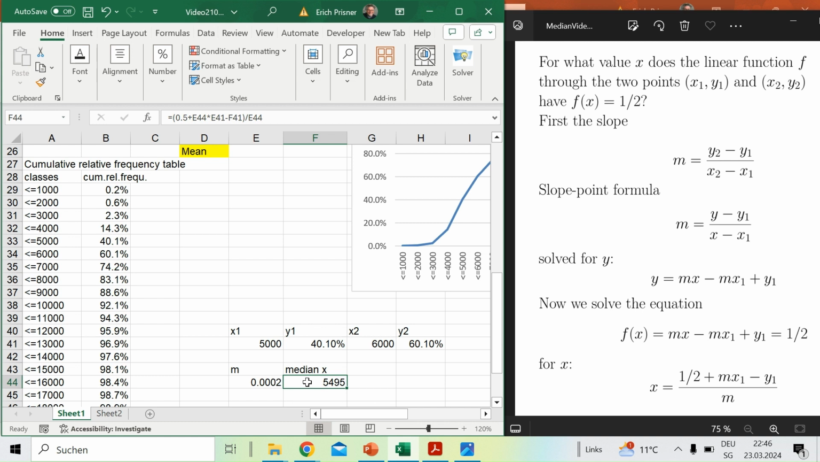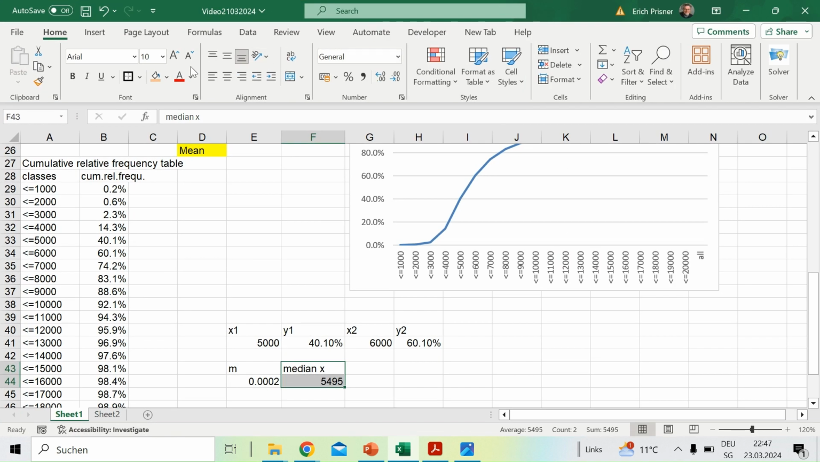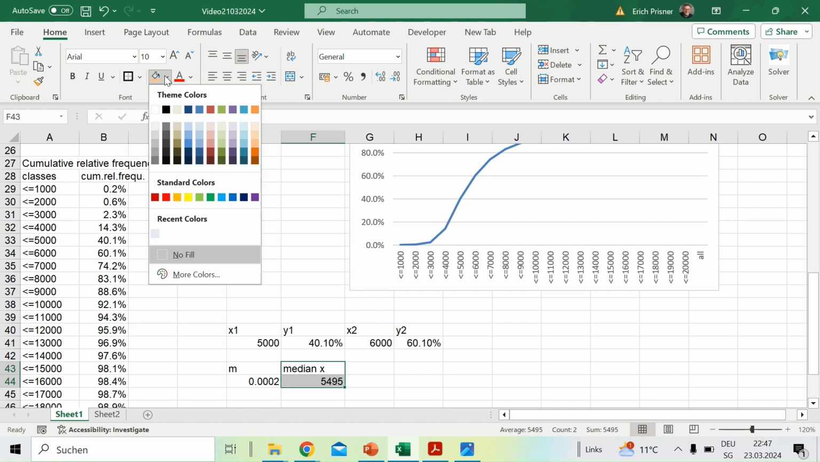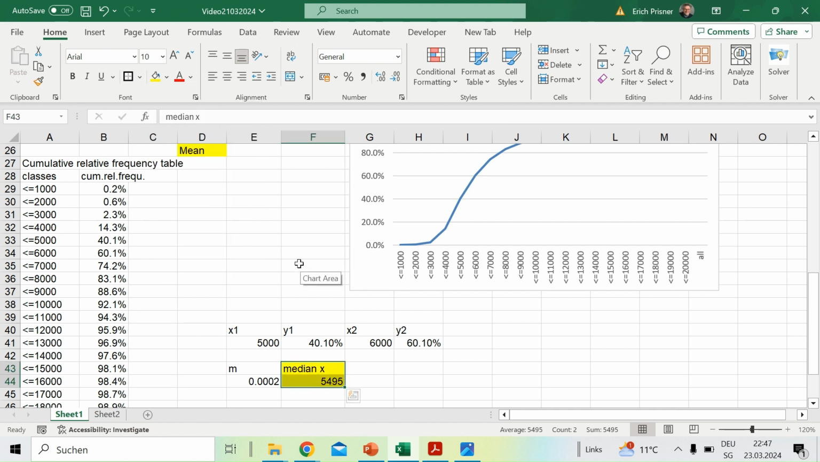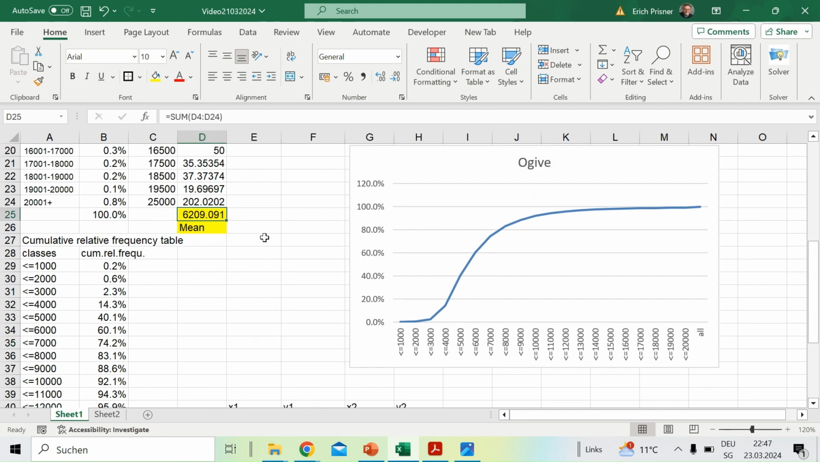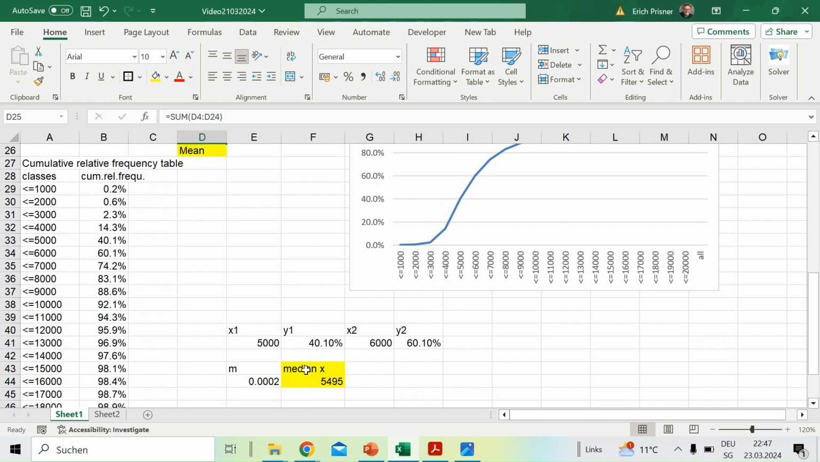5,495. And remember I said before it's about 5,500, right in the middle between 5,000 and 6,000. So it is about 5,500, but it's a little more precise than otherwise. So here, maybe I highlight this, make it large again. I highlight this here in yellow again. So we have the mean 6,209 and the median 5,495.